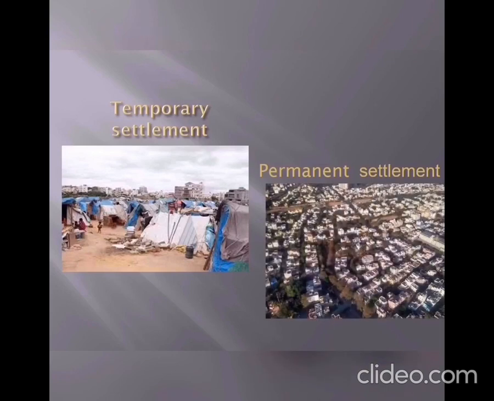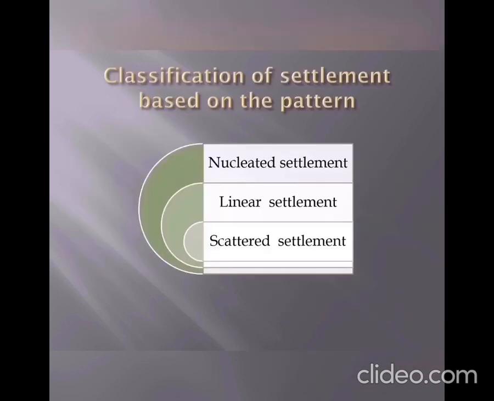Permanent settlement. In the permanent settlement, people build permanent concrete houses. Permanent settlements will have a better and continuous flow of facilities such as adequate water, electricity, infrastructure like roads, railways. On the other hand, on the topo sheet, settlements can be of three different types: nucleated settlement, linear settlement, and scattered settlement.